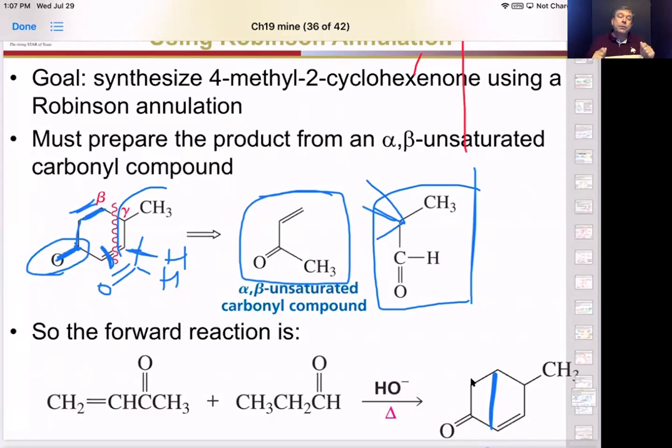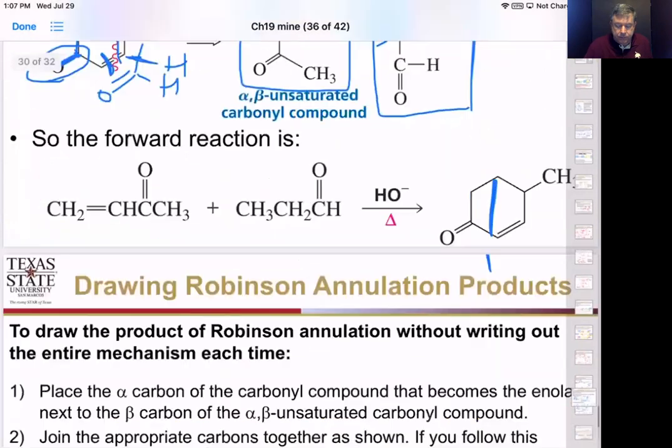So let me also show you the other way around. Once we have a substrate, let's make sure we line up our 2 reactants so that we get the correct product in the end. Okay, so that's what I'm going to show you now, okay?